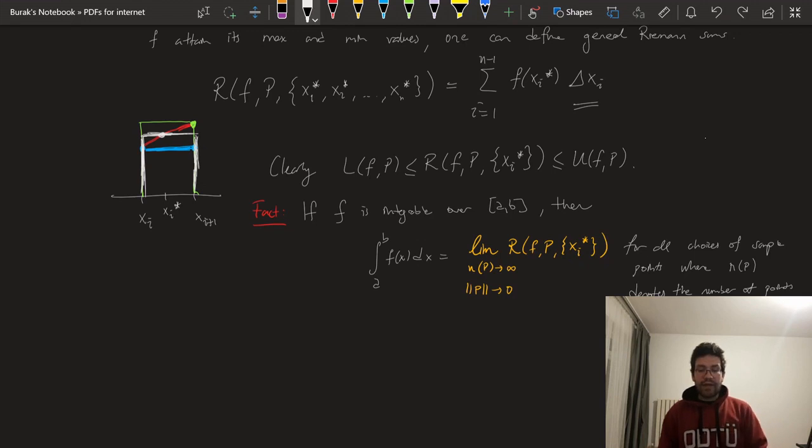But this fact is true, and we're not going to prove this. So this says that if you know that your function is integrable, you can find that integral by taking the limit of certain general Riemann sums, where the number of points in your partitions over which you're taking the limit goes to infinity, and the maximum of their delta x's goes to 0.